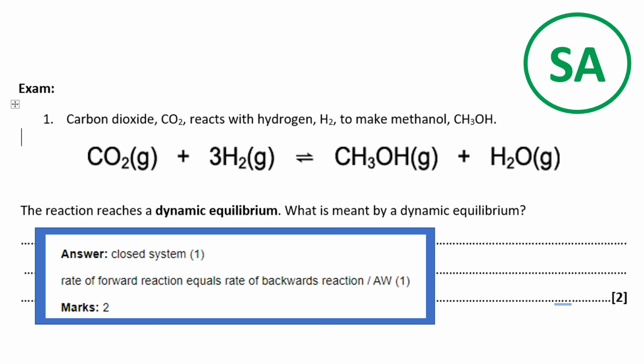So here is the answer. You got 1 mark for mentioning that it's a closed system, and you get a 2nd mark for saying that the rate of the forward reaction is equal to the rate of the backward reaction, or words to that effect.